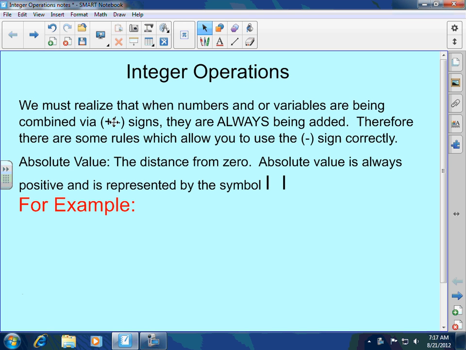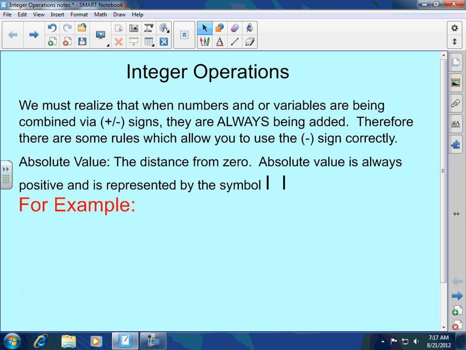First thing we got to realize is that when numbers and or variables are being combined via plus or minus signs, positive and negative numbers in other words, they are always being added. There is really no subtraction. Therefore, there are some rules which allow you to use the negative sign correctly. Before we go into those rules, I got to talk to you about absolute value.